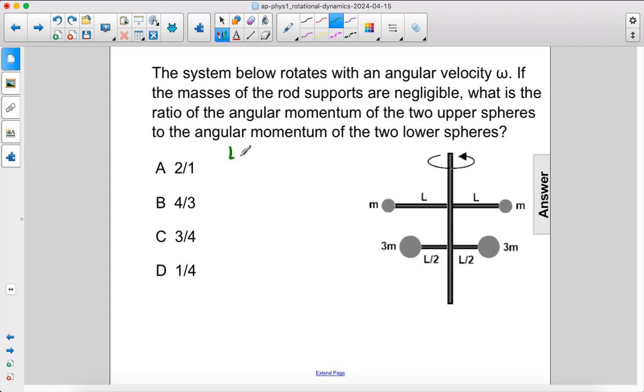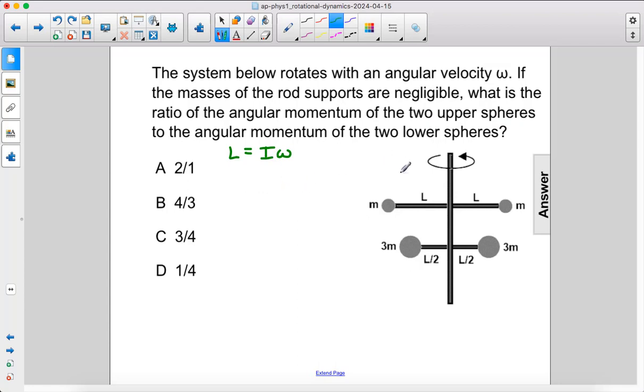All right, so angular momentum is I omega. So omega is the same for both of the setups. I is different. So we're going to manually calculate the moment of inertia for this arrangement of spheres versus this one. So we want the ratio of the upper spheres, so that's what we're going to calculate on the top of the fraction.